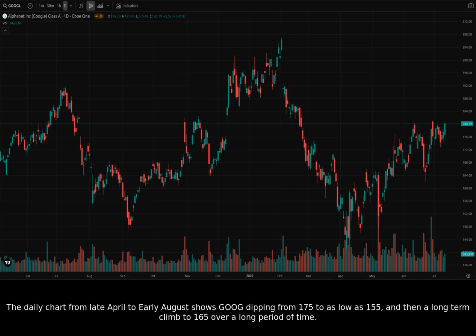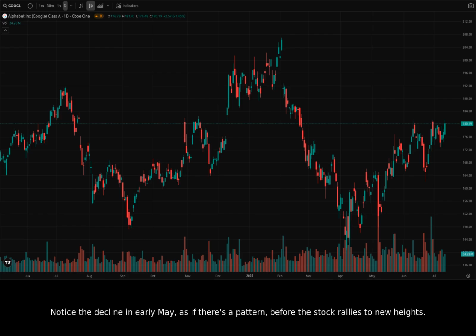The daily chart from late April to early August shows Google dipping from $175 to as low as $155, and then a long-term climb to $165 over a long period of time. Notice the decline in early May, as if there's a pattern, before the stock rallies to new heights. From around October 2024, it's been generally bullish, and there was a major jump in December from 180 to 200. However, it then immediately dropped back down to around 190 shortly after.